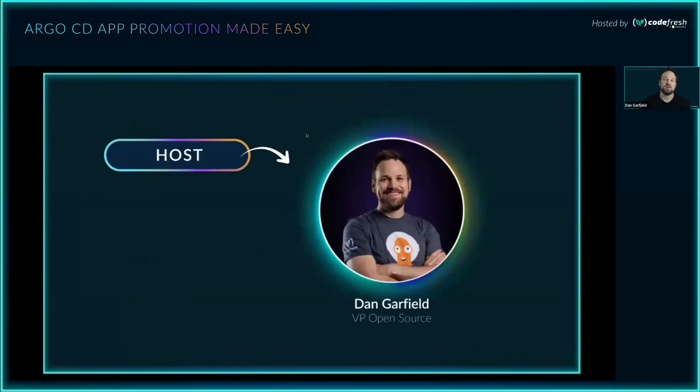So for those of you that don't know me, my name is Dan Garfield. I am now the VP open source at Octopus Deploy, and co-founder and previously chief open source officer of Codefresh. Codefresh was acquired a few months ago by Octopus Deploy, and they have enabled us to continue our mission to bring the best GitOps Kubernetes continuous delivery to you all. I'm also an Argo maintainer, and I work primarily on Argo CD and to a lesser extent on Argo Rollouts.